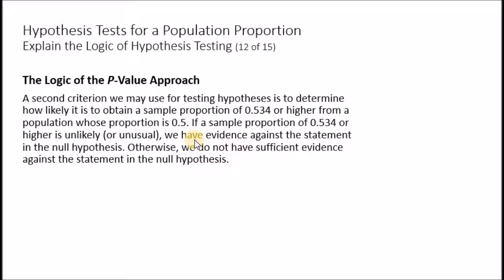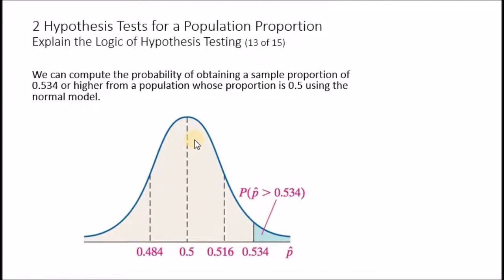A second criterion we may use for testing hypotheses is to determine how likely it is to obtain a sample proportion of 0.534 or higher from a population whose proportion is 50%. If a sample proportion of 0.534 or higher is unlikely or unusual, we have evidence against the statement in the null hypothesis. Otherwise, we don't have sufficient evidence against the statement in the null hypothesis. In other words, if we computed the p-value and we figured out that the p-value is greater than alpha, then we don't have sufficient evidence to reject the null hypothesis. In other words, we're going to fail to reject the null hypothesis.